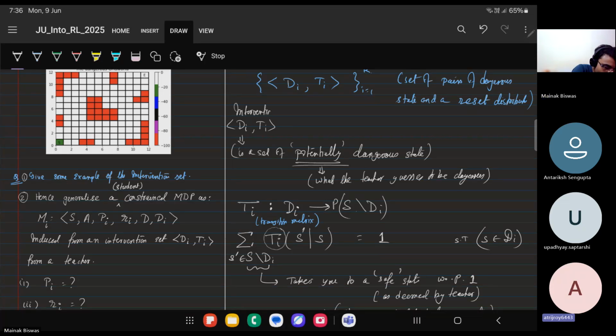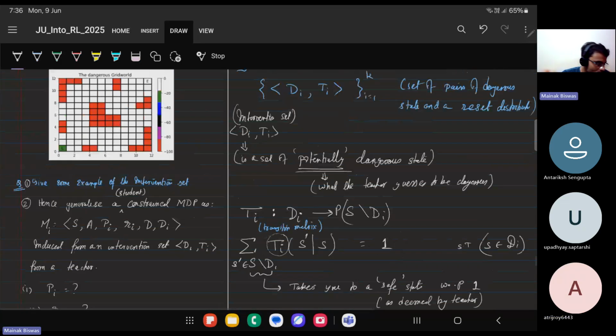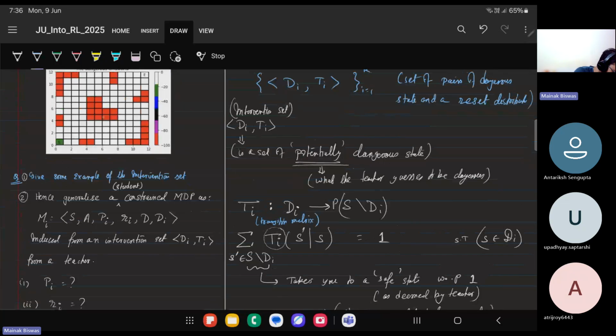Rather, can't the student go from one dangerous state to another? No, that's what I'm saying. As soon as the student reaches a dangerous state, the teacher will just take it out of the dangerous state so that it doesn't get a negative reward. The teacher will take care that it does not fall off the cliff and so on. But it will sort of give you a soft reward or tell you that it is not right.